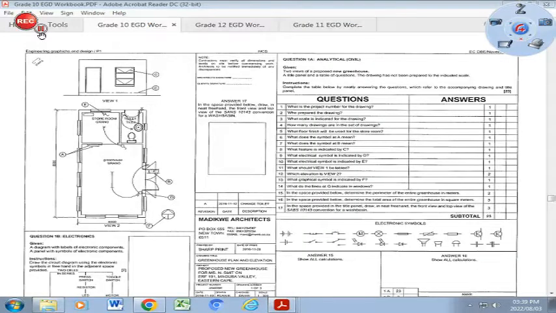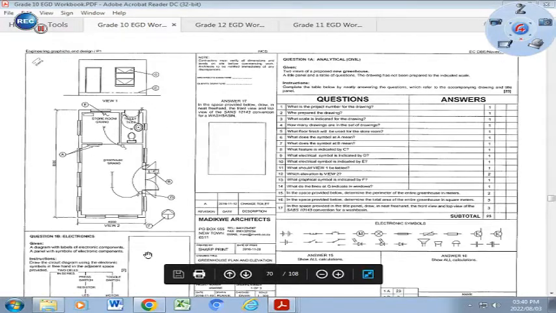Grade 10s, we are looking at another analytical question, and here we have a floor plan and an elevation on your left hand side, and we have a list of questions on your right hand side with the empty spaces where you are going to fill in all your answers, which you will retrieve from either the floor plan or the title bar at the bottom here. So let's zoom in and look at what those questions are.